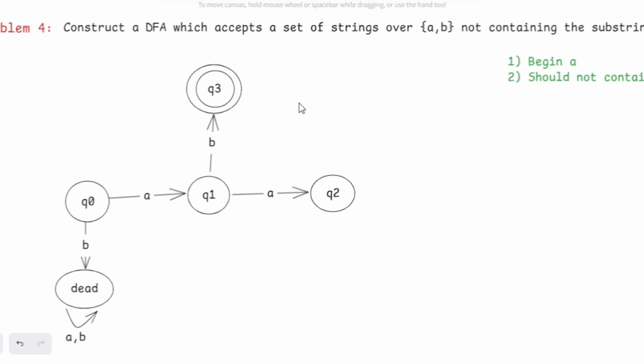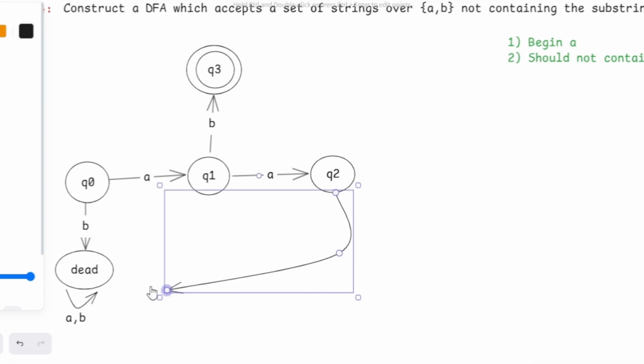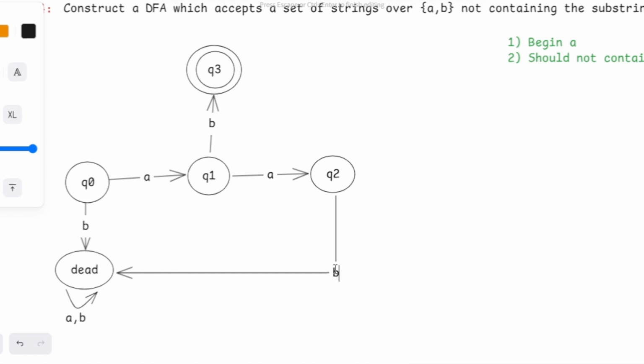Q3 is there. Now for Q1, both the inputs are being processed. For Q2, let's say, if it is encountering B, that means it's an invalid substring that we actually should eliminate. If it is encountering that B, it should be rejected, right? So it should be rejected here. So this will be for B, right? If it is encountering B, it should go to the dead state directly, right?